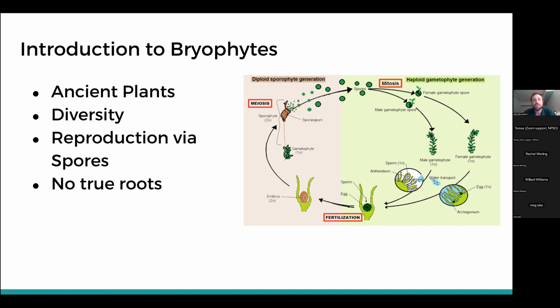And bryophytes are important for many reasons. First of all, they are the second most diverse plant group out of all the plant groups we have today. So we have angiosperms and then bryophytes in terms of diversity. Yet they are significantly understudied.